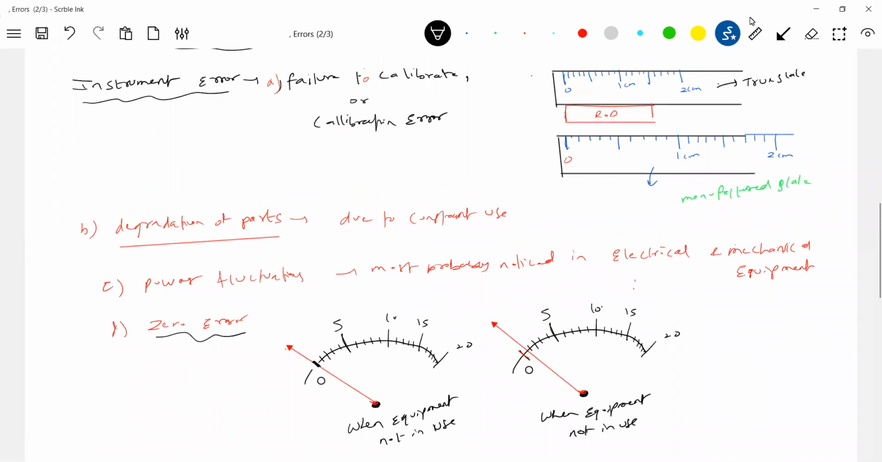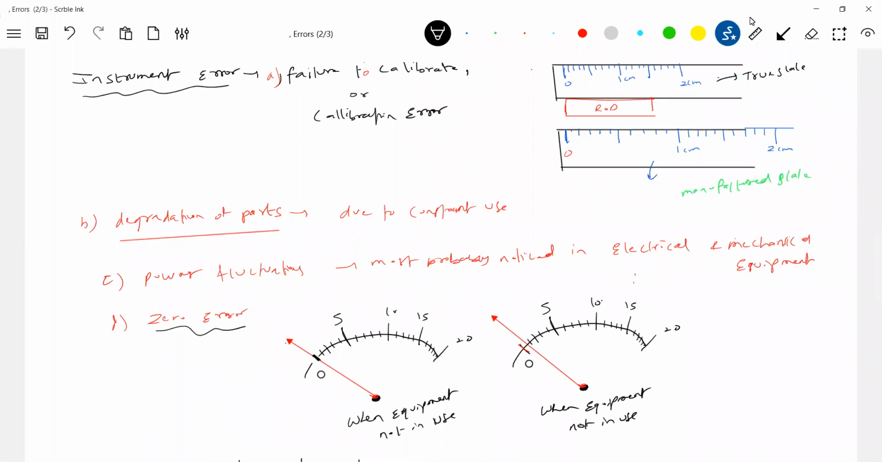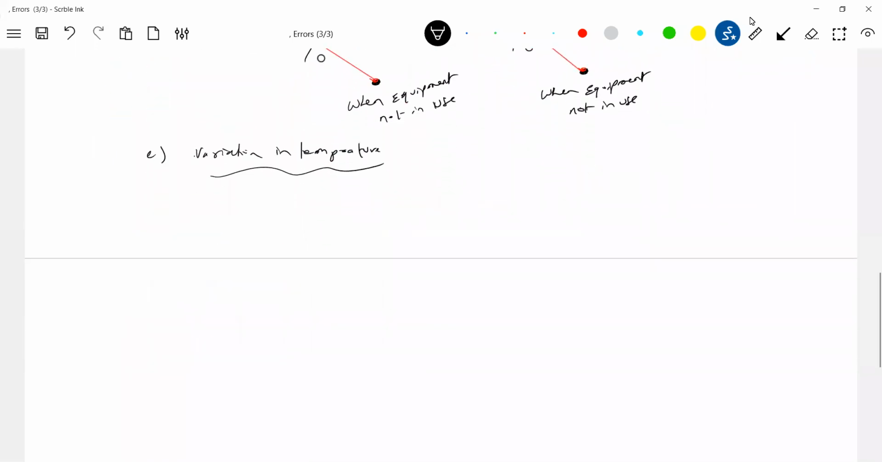The instrument will encounter all these things. I have listed only a few; still plenty are there. Degradation of parts is very important. Remaining all we can manage. The degradation of parts is unavoidable because, due to constant use, the dimensions of the parts will decrease or increase, and that will cause a lot of error. That is the first one, instrument error.